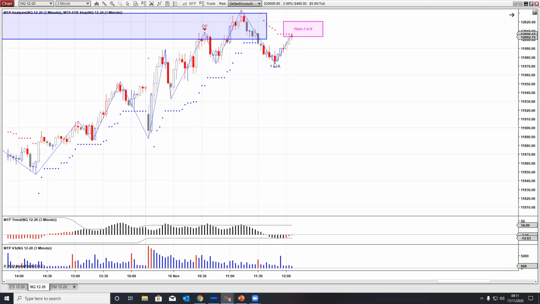First wave down, wave 1, correction up, potentially a wave 2 or B. So what happens when it got up into this level? Well, it made a red sell bar. Do you see that?